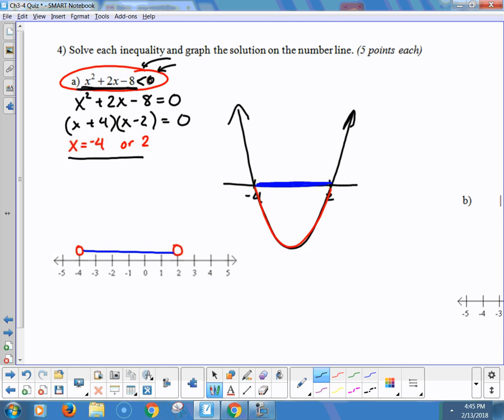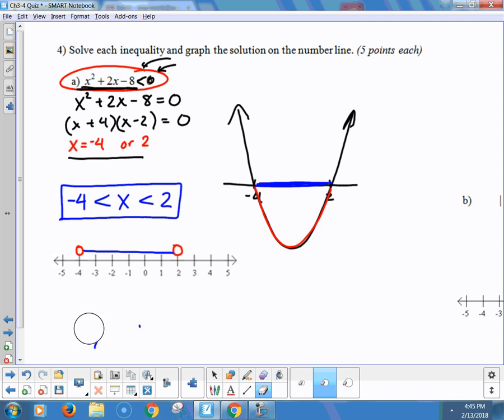I've already given you a number line solution here, right here. However, we haven't written a solution to this problem. X has to be smaller than 2 and greater than negative 4. So this is the inequality solution, and this is the number line solution. And you've got to have both.